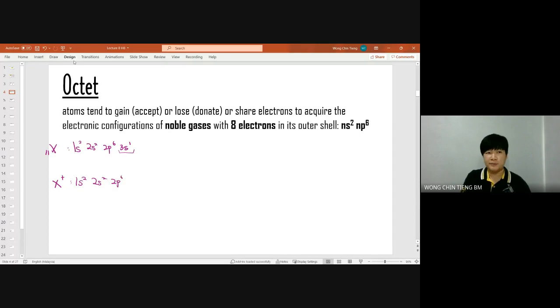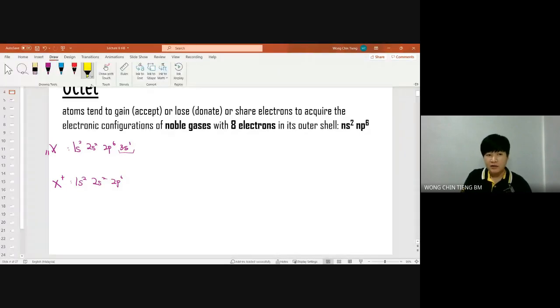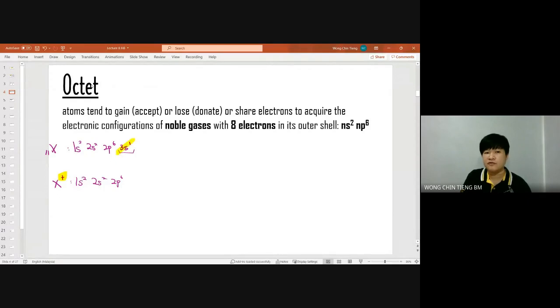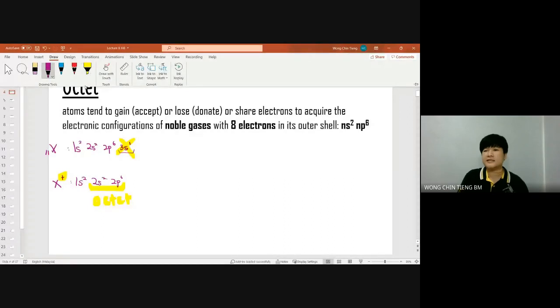And why we become X positive over there? Why we become X positive and remove the 3s1? Guys, octet, as I keep repeating last lecture. Okay? Kenapa kita jadi ion? Kenapa benda tu jadi macam tu? Sebab saya nak jadi octet.